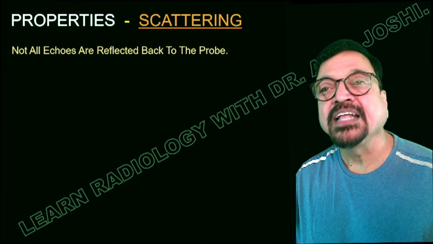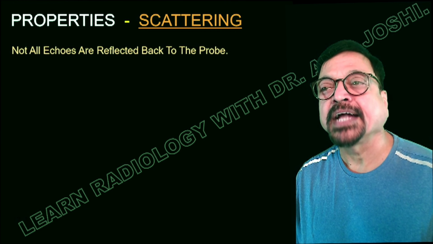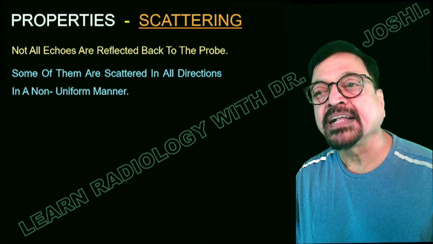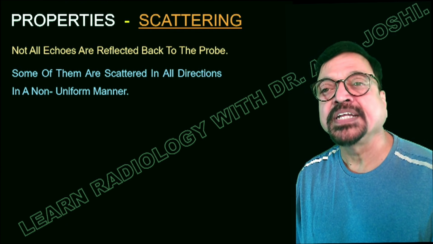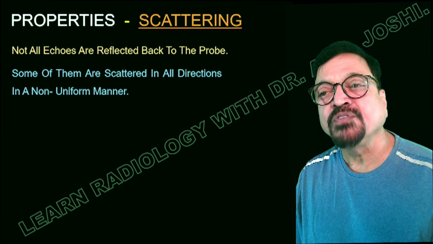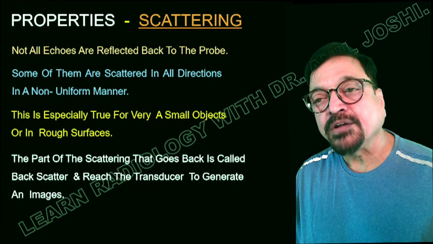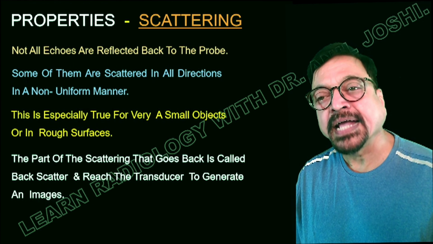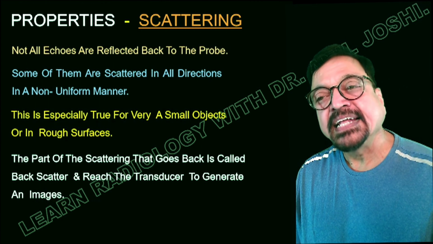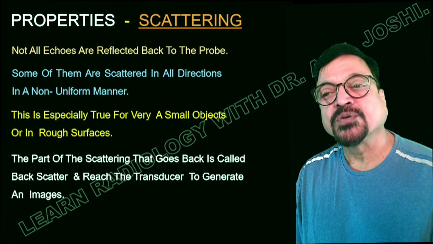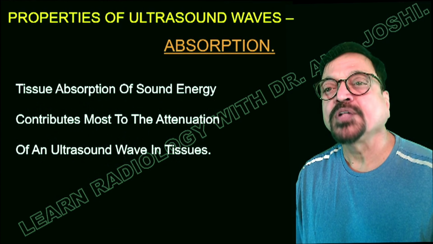What is scattering? Not all the echoes are reflected back to the probe. Some of them are scattered in all directions in a non-uniform manner. This is especially true for small objects. If the objects are very small, then this will occur, or through rough surfaces. The part of the scattering that goes back is called backscatter, and that reaches the transducer to generate an image. Then we'll come to absorption.